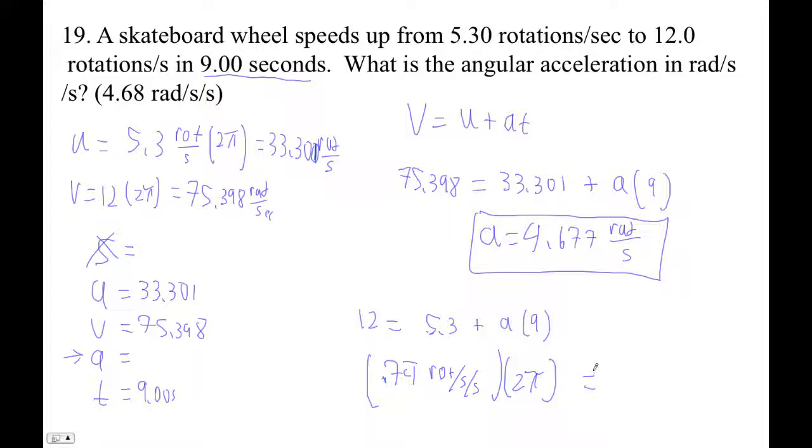So is it easier? Maybe it's easier. I don't know. It's always safest to put everything in radians per second, do the math like this, then turn it into other stuff. You always know how to do that, right?